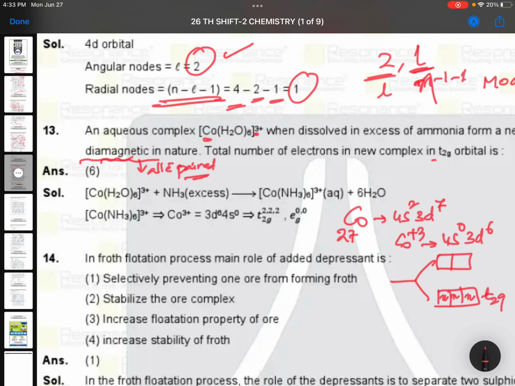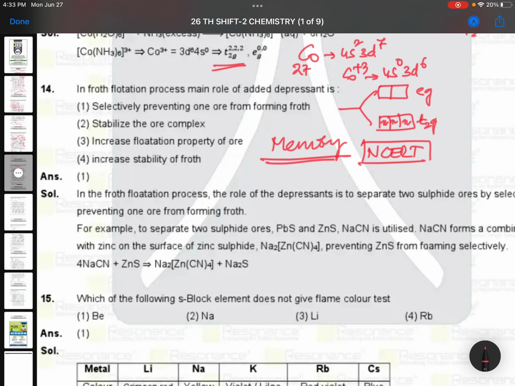In the froth flotation process, this is completely memory based. NCERT, okay, in NCERT you can see one line is there. In the froth flotation process, in the last 2 lines, depressants are added. Direct question: selectivity, preventing one ore from forming froth.